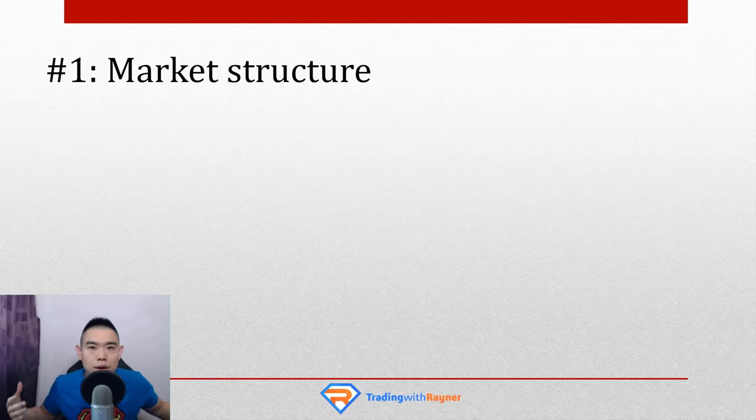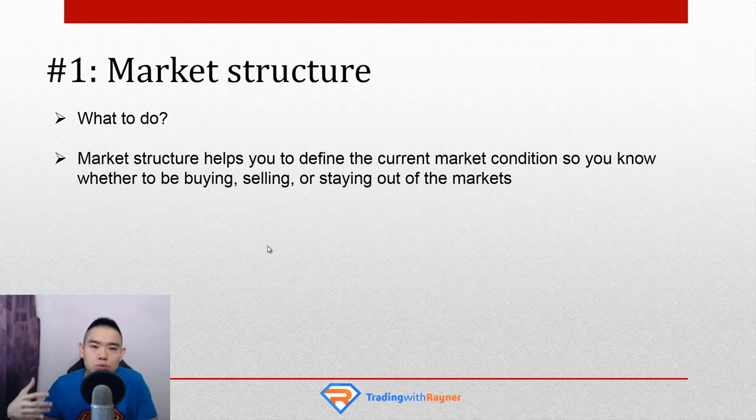So let's talk about market structure. Market structure seeks to answer this question: what should you do in different market conditions? Should you be looking for buying opportunities, selling opportunities, or to stay out of the markets? The way this works is that market structure helps you define the current market condition, so you know whether to be buying, selling, or staying out of the markets.